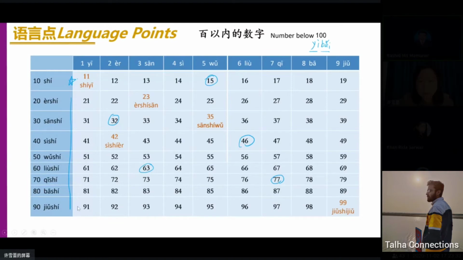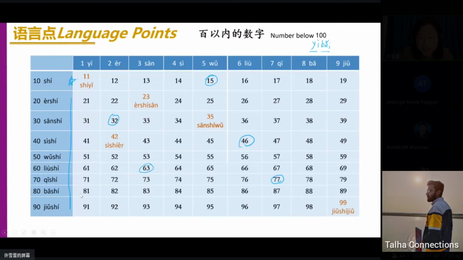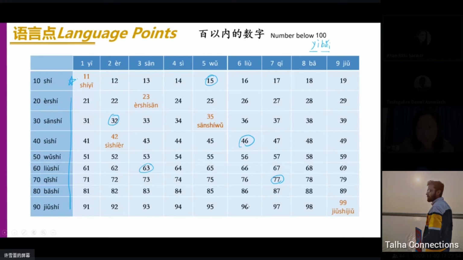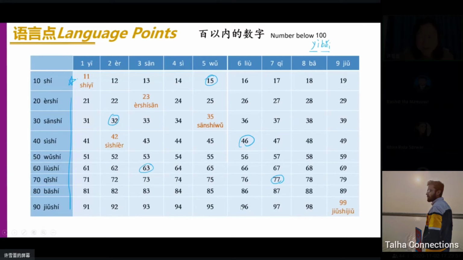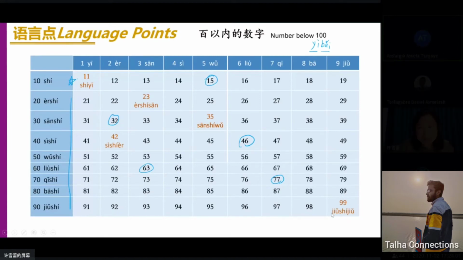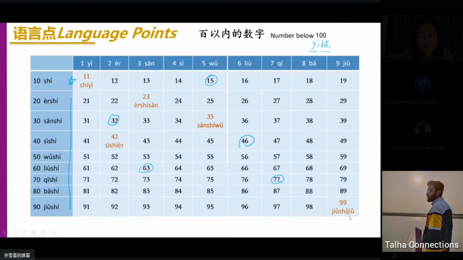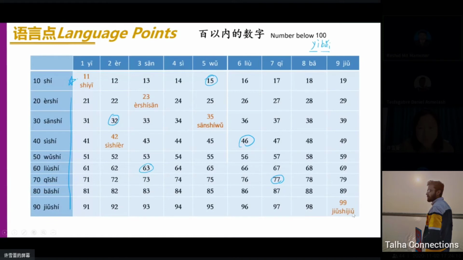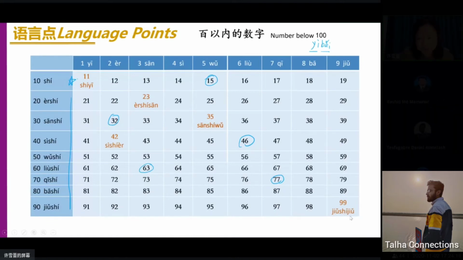77. This one. 11. 81. This one. 96. Last one. 99. Yeah, 99.